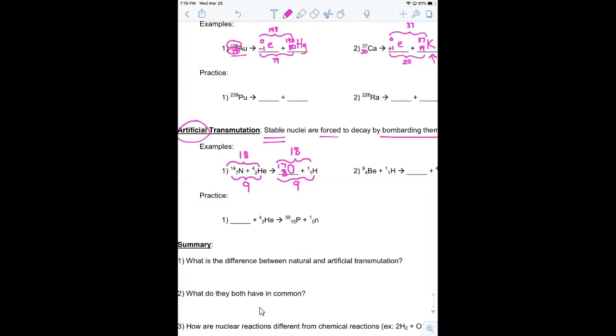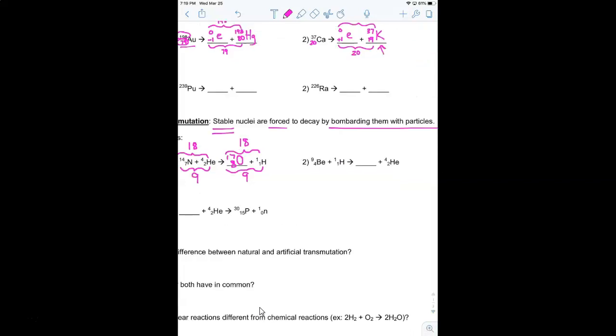Okay, so they're going to give you everything and just one thing is going to be missing. We'll try this next one together. Masses add up to 10, so the masses over here have to add up to 10. The charges over here add up to 5. The charges over here have to add up to 5. Okay, so helium's got a 4, that means I need a 6. 6 and 4 is 10. Helium's got a 2, that means I need a 3. 3 plus 2 is 5. What's element number 3? Lithium.